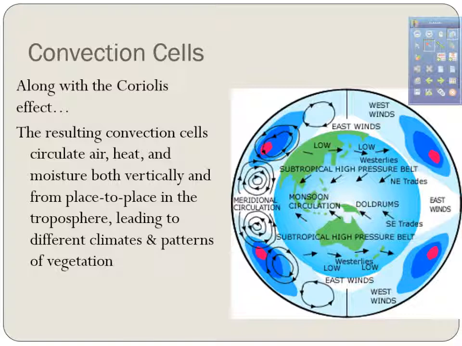Okay, so the convection cells. Those convection cells are going to move air and water. So we see the movement of those cells in different areas. So you see the winds going this way, you see the winds going this way. That's going to change climate and change vegetation patterns in different parts of the world. And remember, this is all happening in the troposphere, which is the layer of the atmosphere that's right next to the Earth.